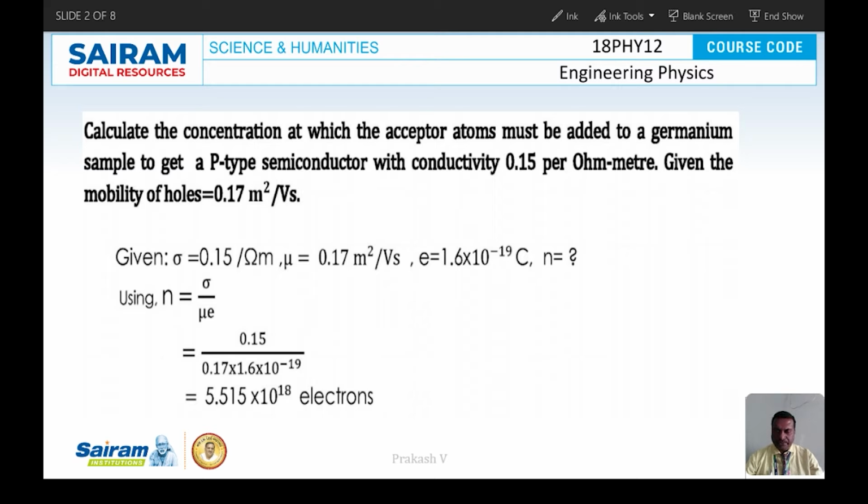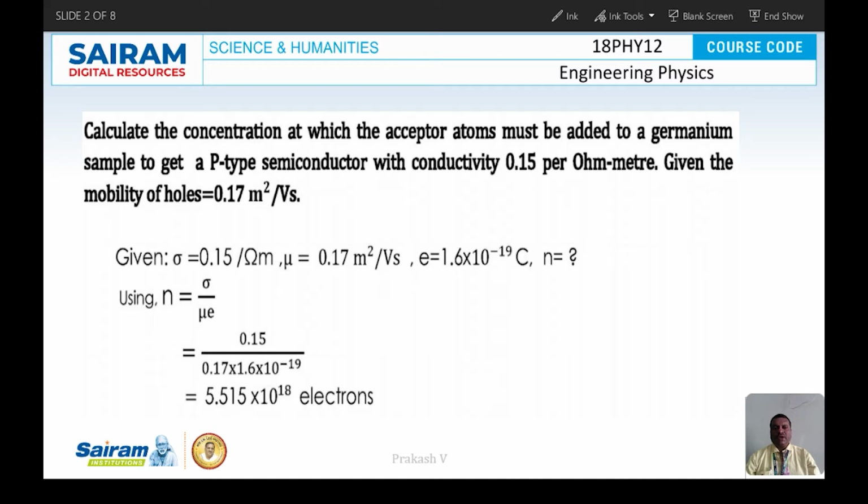So here the given data is electrical conductivity sigma equal to 0.15 per ohm meter, mobility mu equal to 0.17 meter square per volt second, and charge on the electron 1.6 into 10 to the power minus 19 coulomb. So here we have to calculate the electron concentration n. The electron concentration n is given by sigma by mu e.